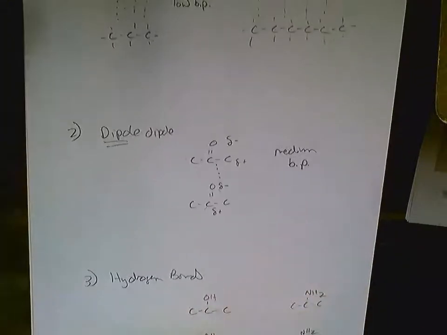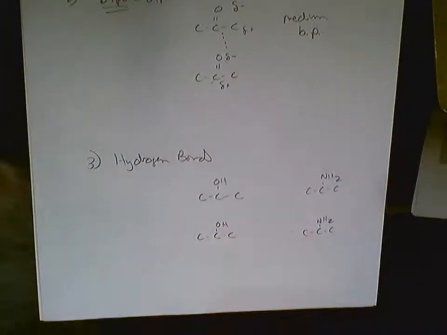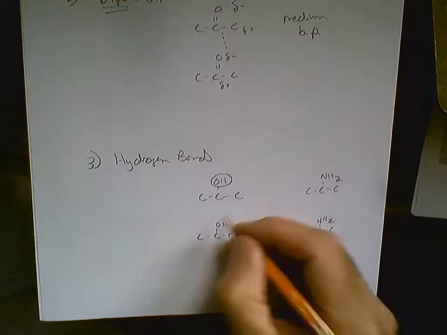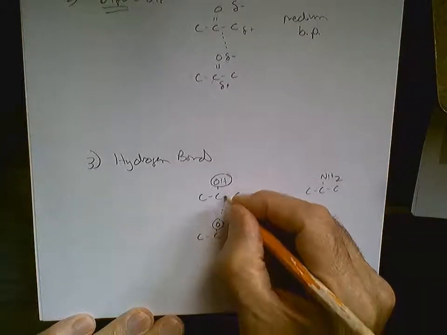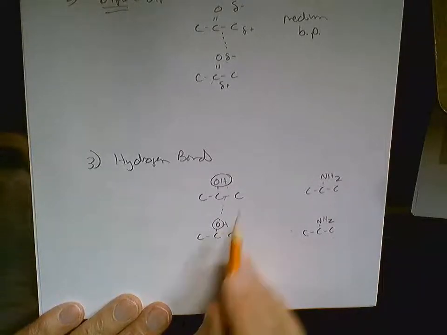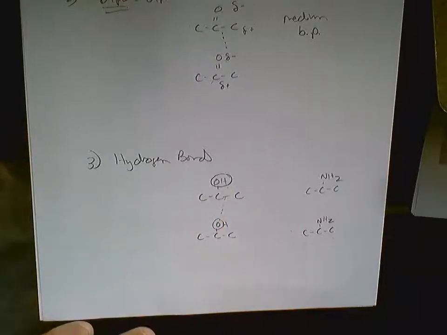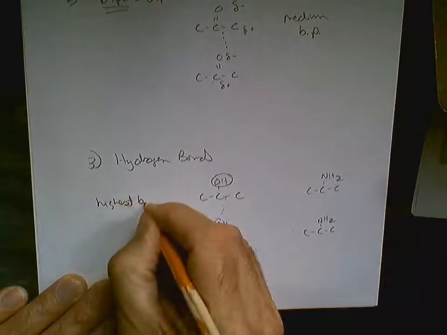Now, the third type of force, and the strongest one, is called a hydrogen bond. Now, it's a little misleading. It's not a hydrogen bond, it's a hydrogen force. But if you have an OH on one molecule and an O on the other, then you will get a hydrogen bond. I know what you're thinking. You're thinking that this one has an OH on it too. But all you need is an OH on one and an O on the other, and you can get hydrogen bonding. This is the highest boiling point.